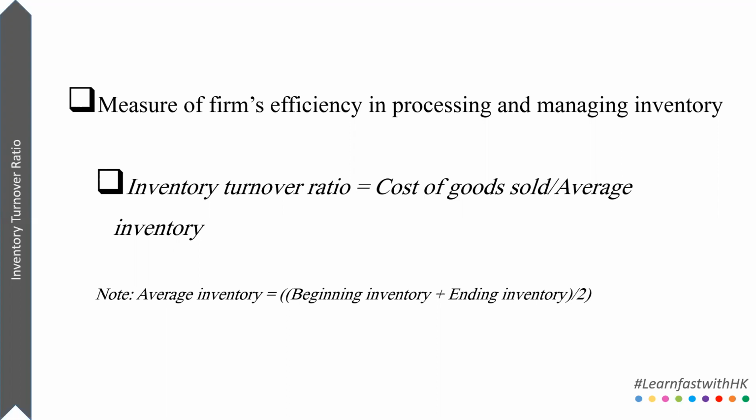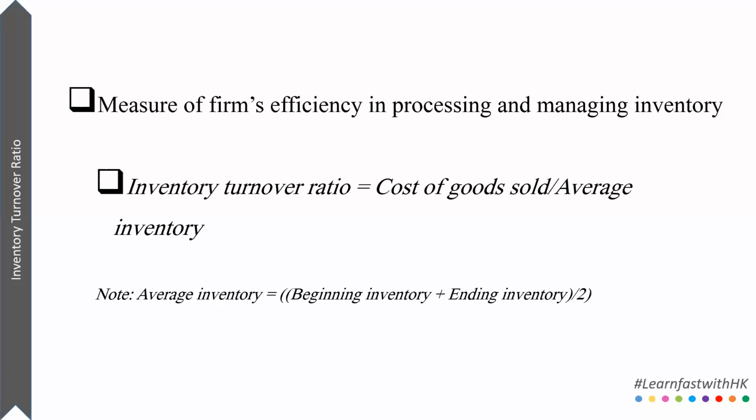So let's suppose you want to calculate the average inventory as of December 2019. It will be the beginning inventory of 2019. So we can take the December 2018 number, add the December 2019 number, and after adding them, divide by 2 so that we come up with the average inventory.